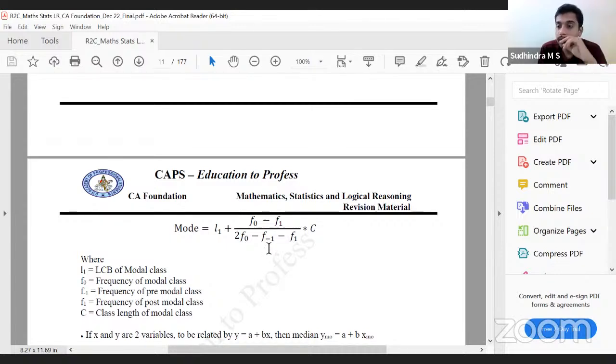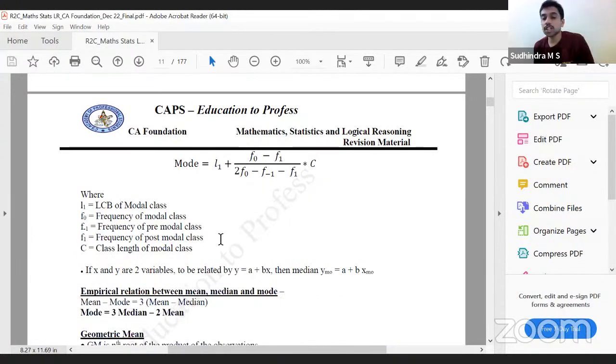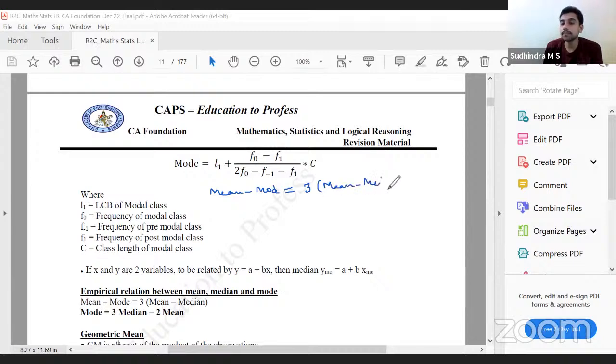Simple. With regard to properties, the only one property we have to keep in mind is change of origin and change of scale. Mode also gets affected by change of origin and change of scale. So if y is equal to a plus b into x, mode of y is equal to a plus b into mode of x. Now, with regard to these three, mean, median and mode, we have one empirical relationship, very important. Normally, one question will be asked from this. Mean minus mode is equal to 3 times (mean minus median), or mode is equal to 3 median minus 2 mean.